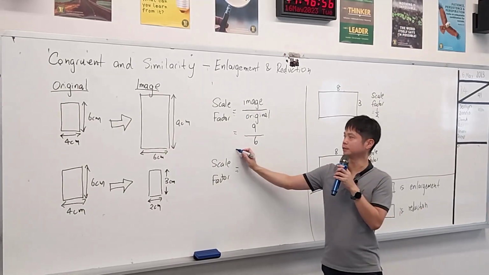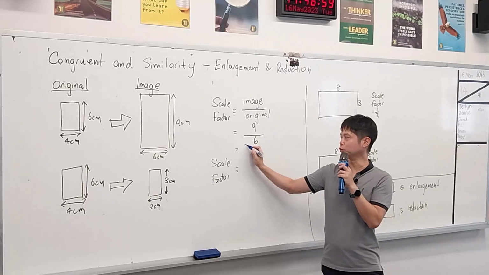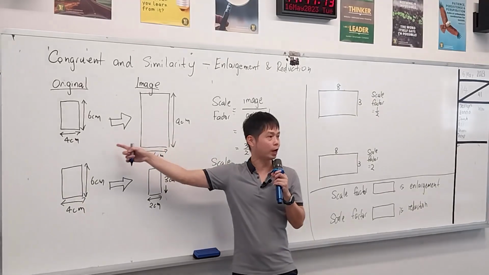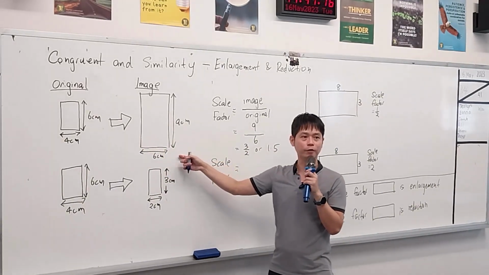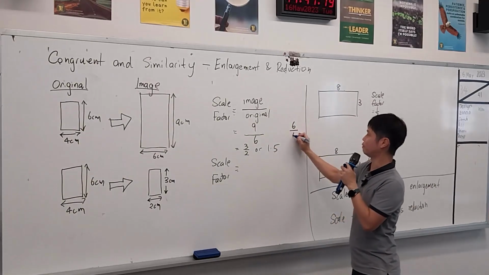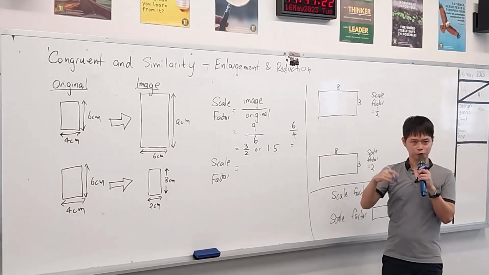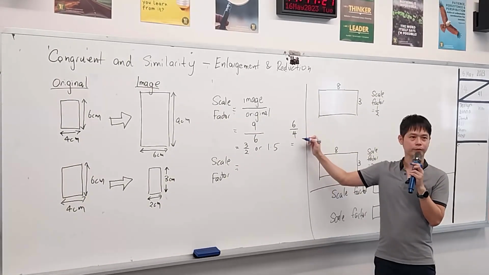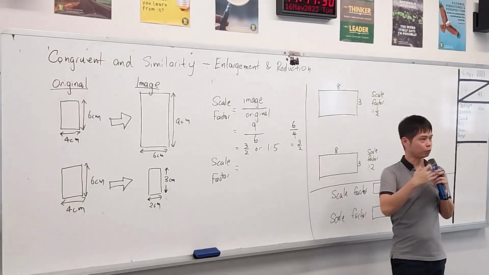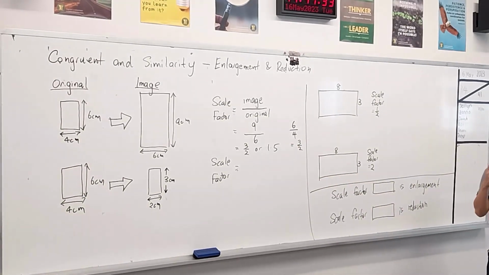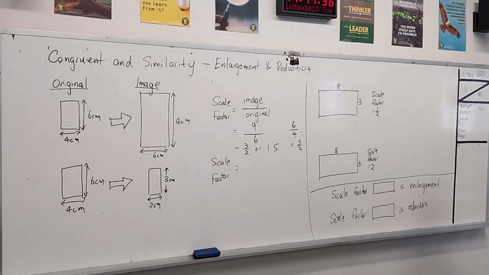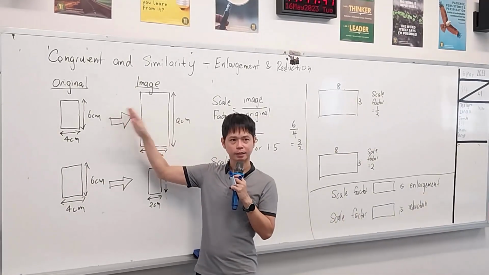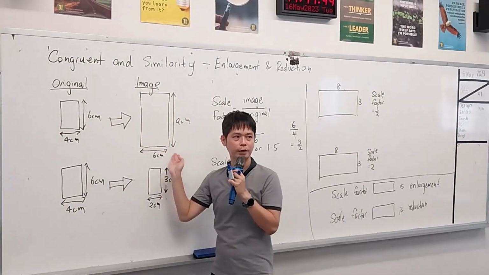And what is the scale factor? It's 3 over 2, or you can write it as 1.5. Both are acceptable. You can also write 6 over 4. If we have 6 over 4, the answer is still 3 over 2. The only reason you never get 3 over 2 is that you used the wrong length. So make sure they are corresponding lengths: the longest length with the longest length, the shorter length with the shorter length.